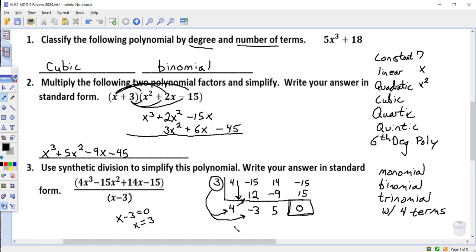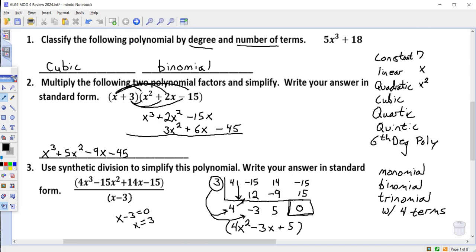So this is read 4x squared minus 3x plus 5. And there's no remainder, so there's no reason to write a remainder here. When you divide 4x cubed minus 15x squared plus 14x minus 15 by x minus 3, this is what you get. You get this quadratic trinomial. So if you were to multiply x minus 3 times this quadratic trinomial, you would get this cubic that is in the numerator. 4x cubed, etc., etc.